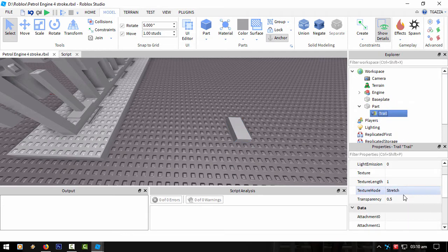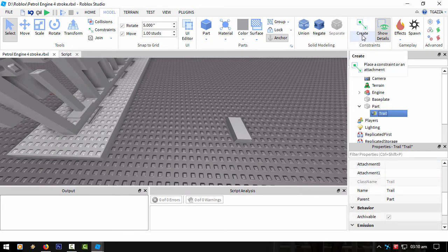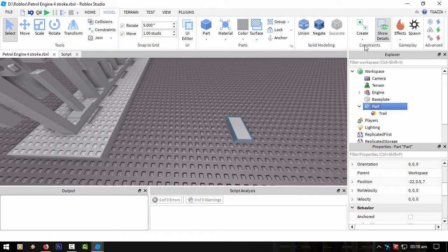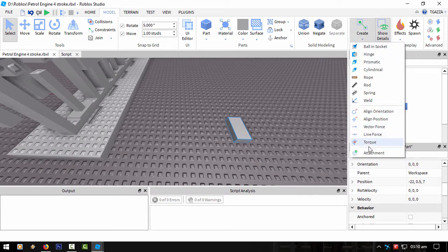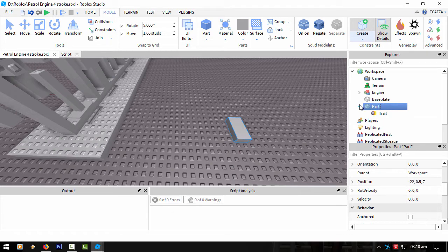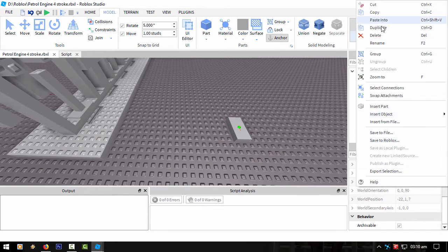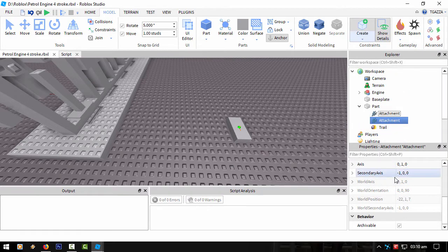Insert a trail. Yes, there we go. Attachment 0, attachment 1. That's exactly the same thing as the constraints are using. So if you wanted to, you can add an attachment point here, another one out here. Let's actually do that. And it created a trail if you like. And duplicate. Let's move that second attachment. Let's rename it. You don't have to rename it, but it's good practice so you know what's what.